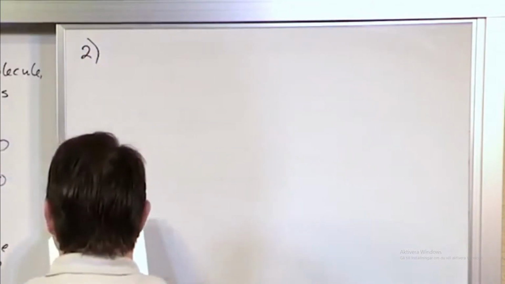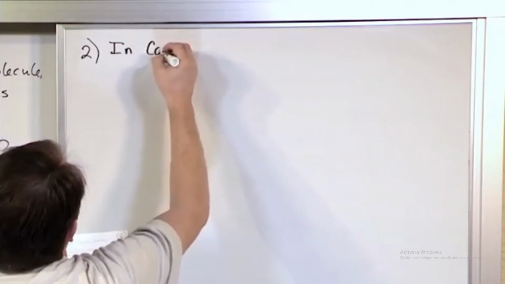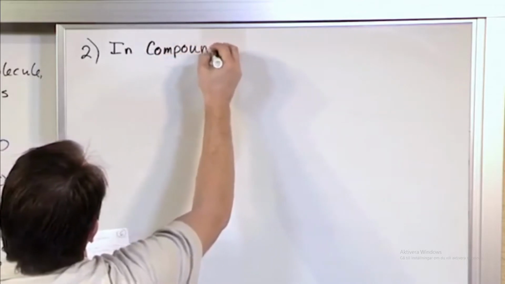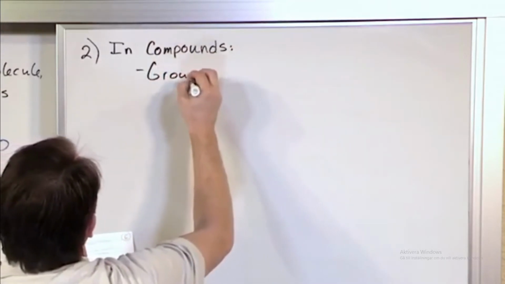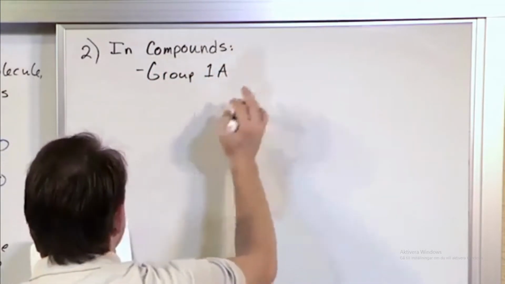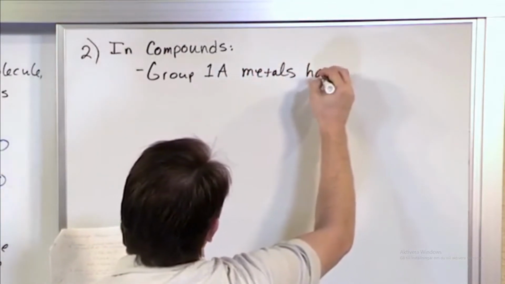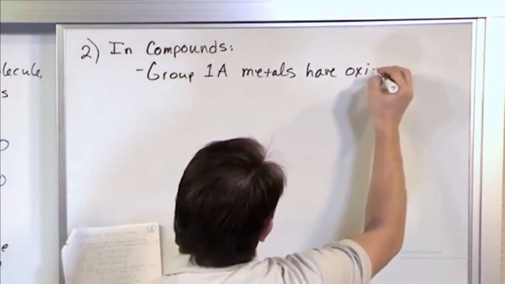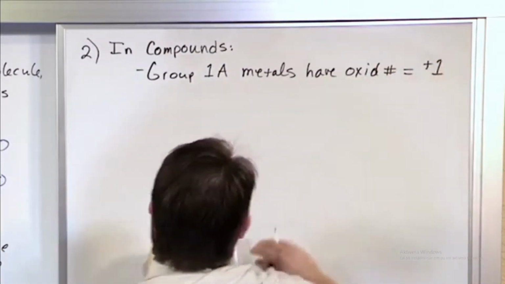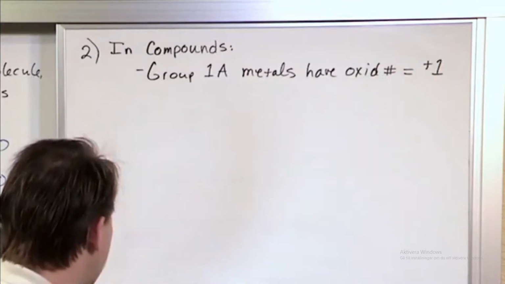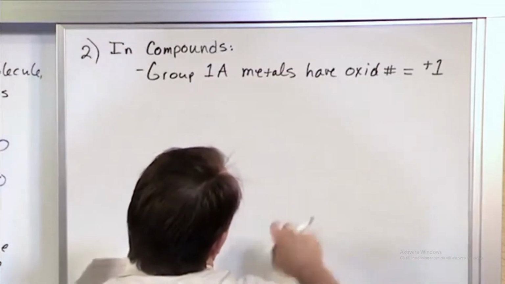Okay, so going down the list. Here's where we start assigning oxidation numbers. In compounds, group 1A metals have oxidation numbers of +1. What this means is group 1A, that's the very first column in the periodic table, the one with hydrogen in it. All of those guys have an oxidation number of +1.